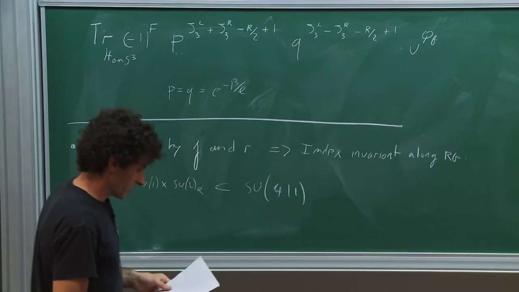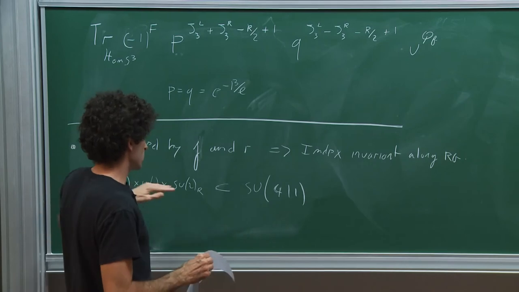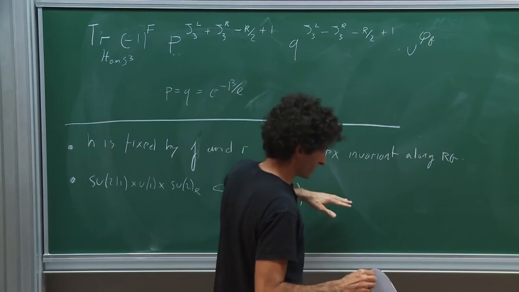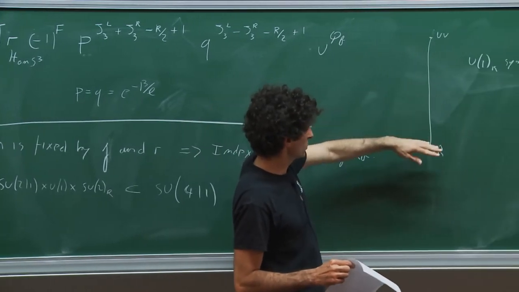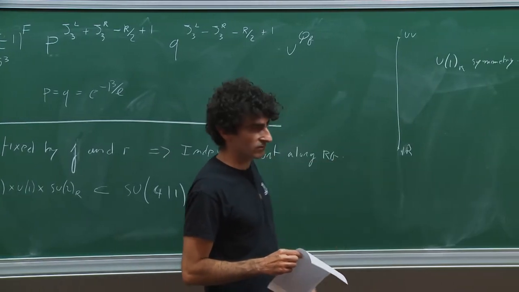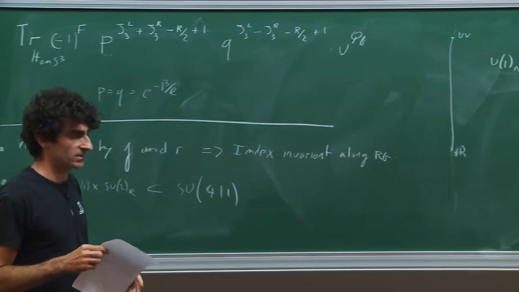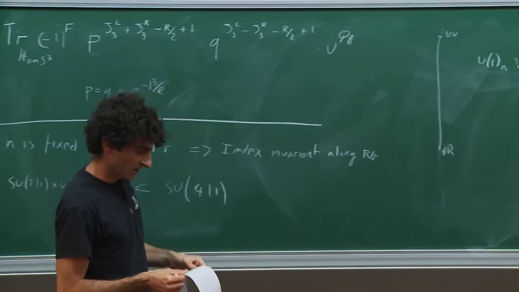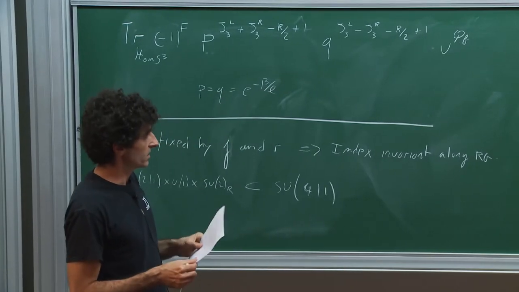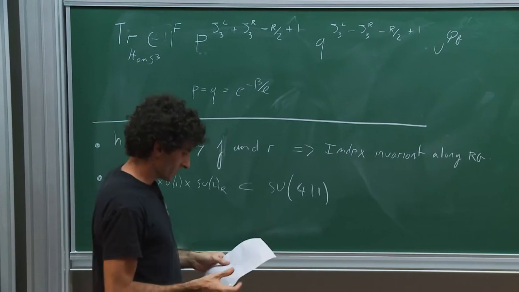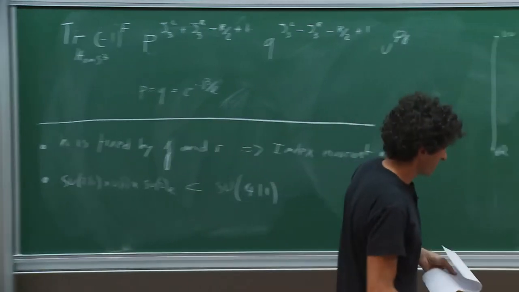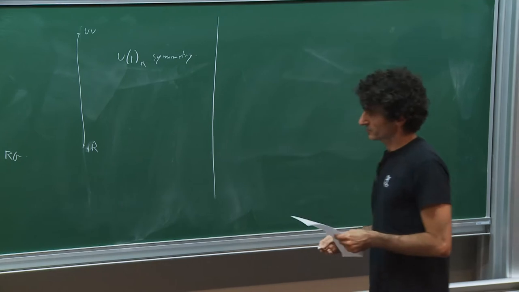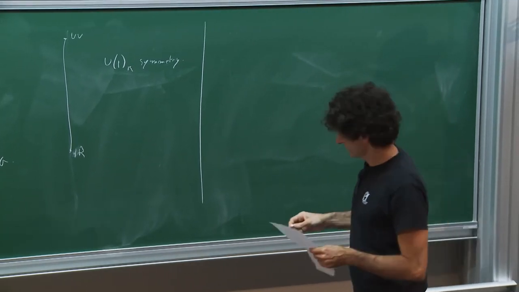So then, by doing a little bit more work, you can check that indeed this index would flow in the IR to what is called the superconformal index of whatever superconformal field theory should live in the deep IR in this RG flow. So let me give an example. The examples are going to be a little bit trivial, but you can find more complicated ones in the literature.